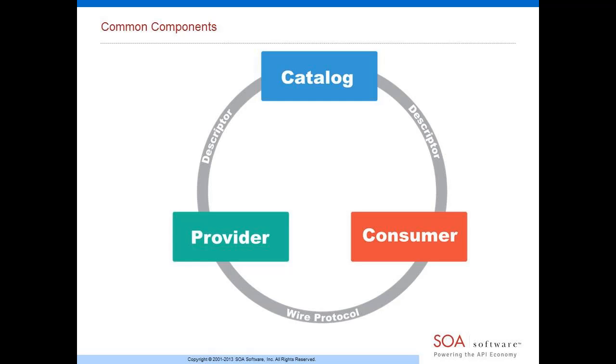If you think about the common components in a services architecture, and this has parallels with APIs as well, you have a catalog, which is where you put all your stuff. Then you have a consumer on the right-hand side, and they need to figure out how to actually access that particular API. And then you have a provider on the left-hand side, which is the actual server that is hosting the API. And these were the common components.